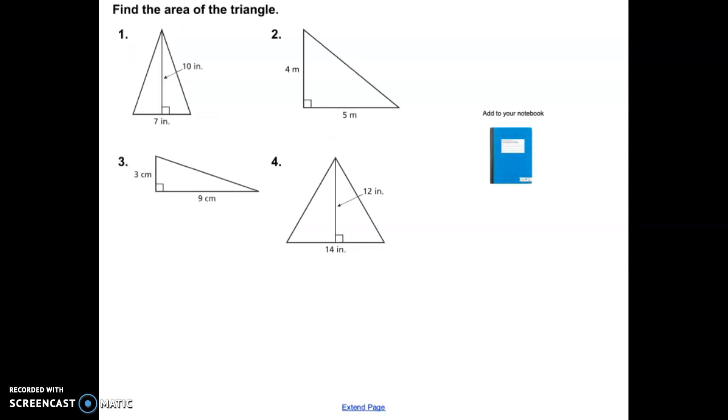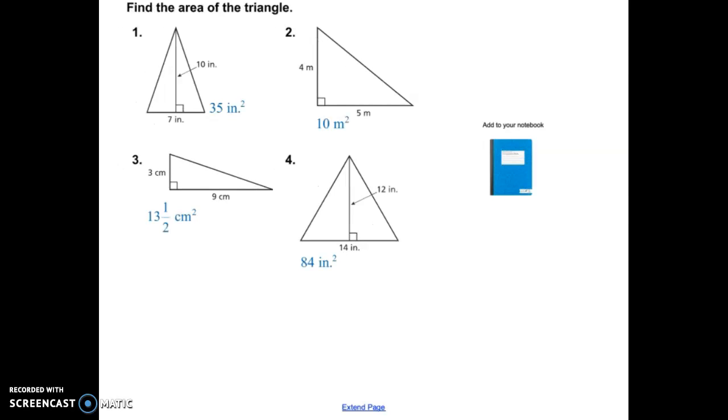So let's go ahead and talk about these right here. So here are 4 triangles. Why don't you go ahead and I would pick 2 of these, find the area of these triangles just to do a quick brush up. You decide which 2 you're going to do. See you on the next slide. Pause the video.